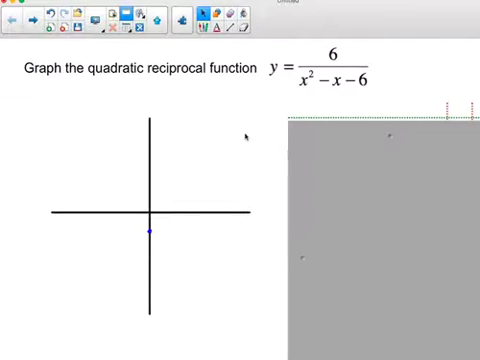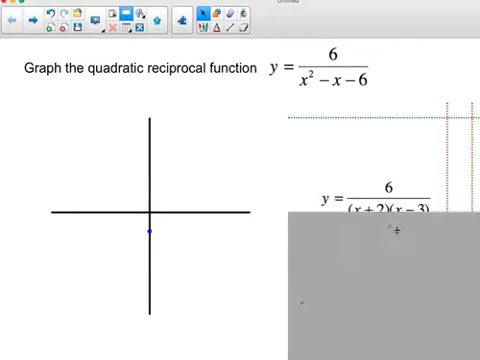To figure out where the vertical asymptotes are, we need to factor this quadratic on the bottom. Hopefully you remember how to do your simple trinomial factoring. I've already done it down here. And this factors into x plus 2, x minus 3.